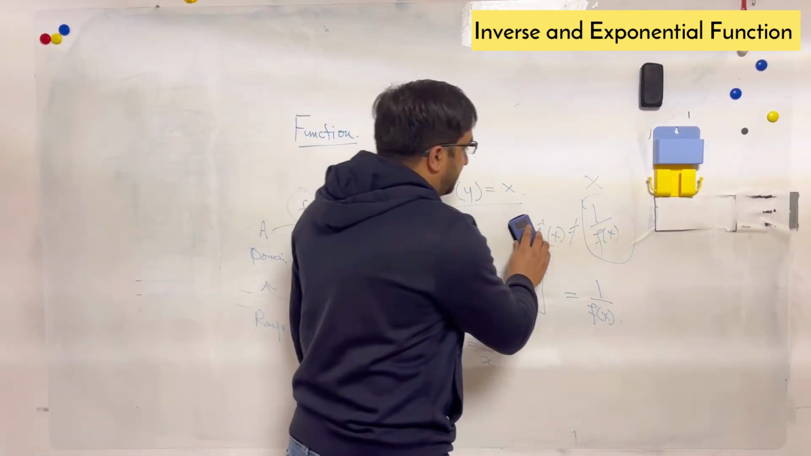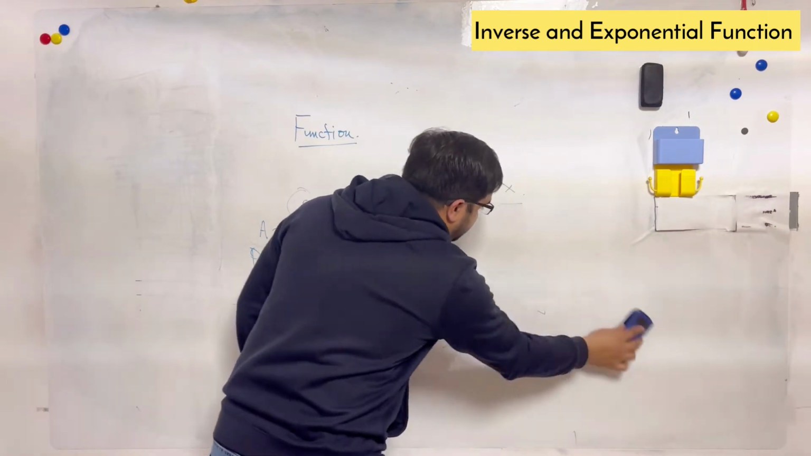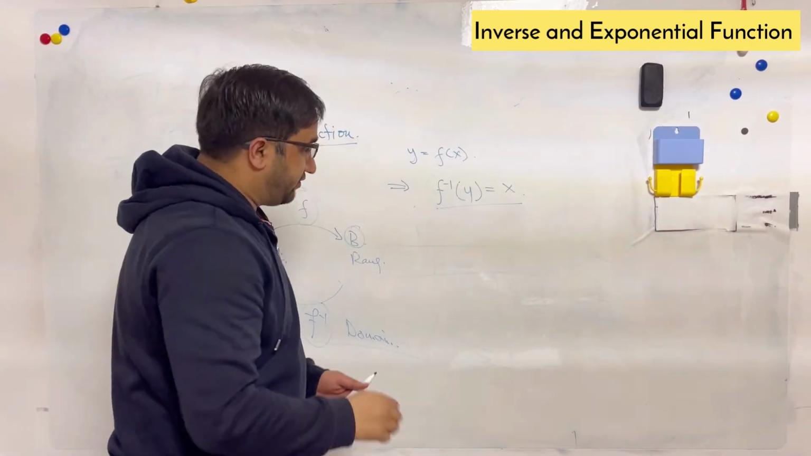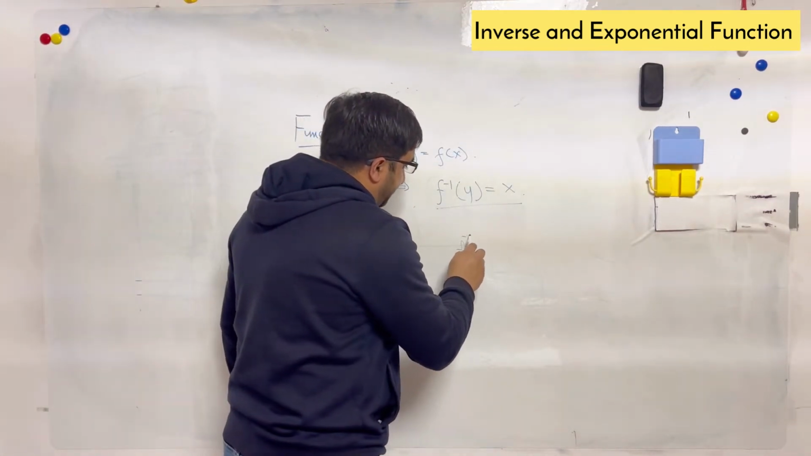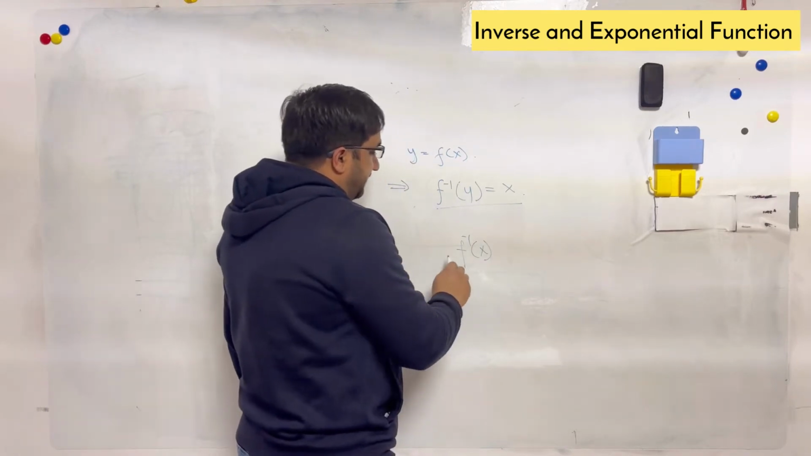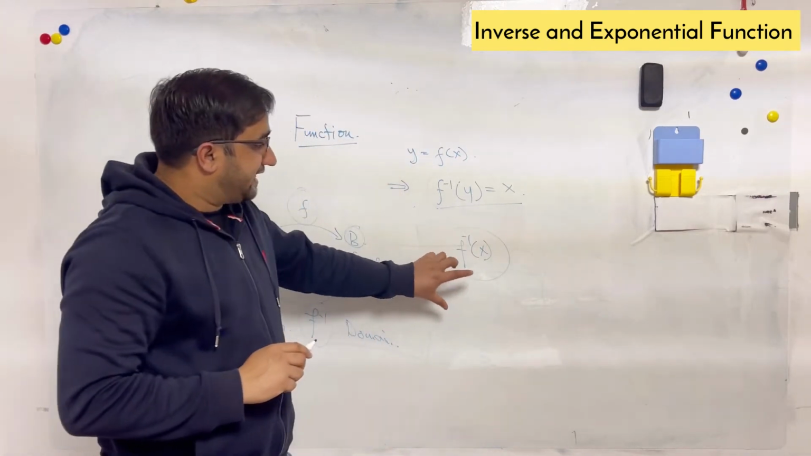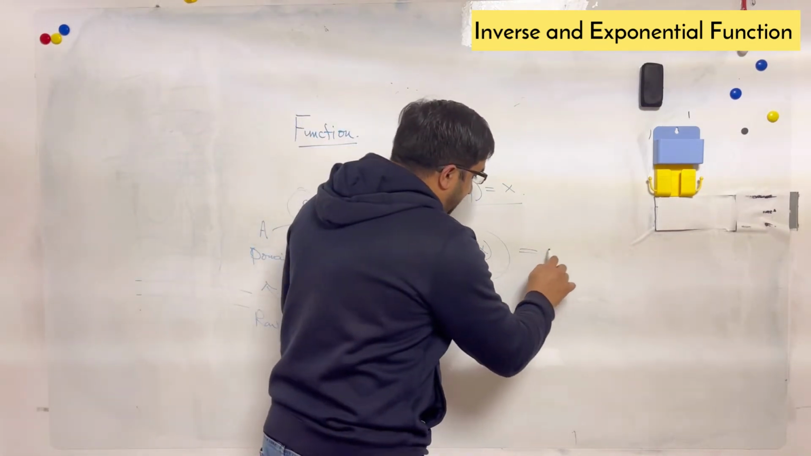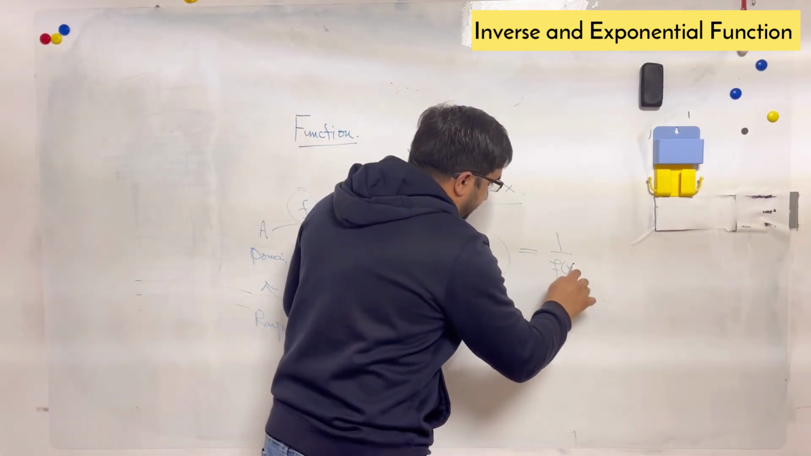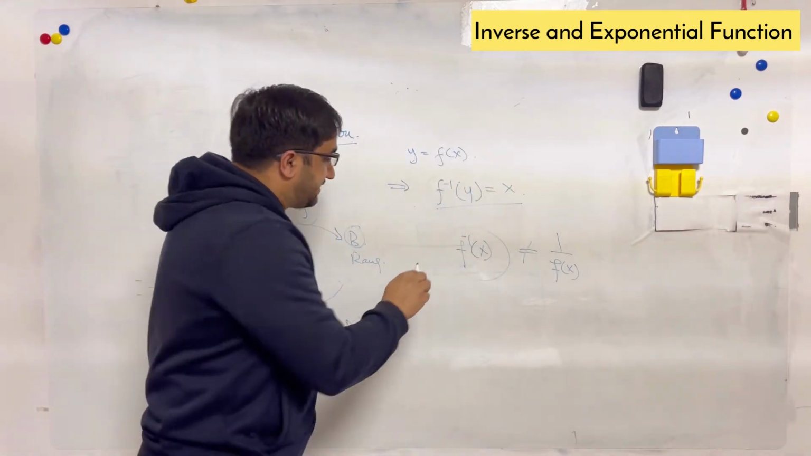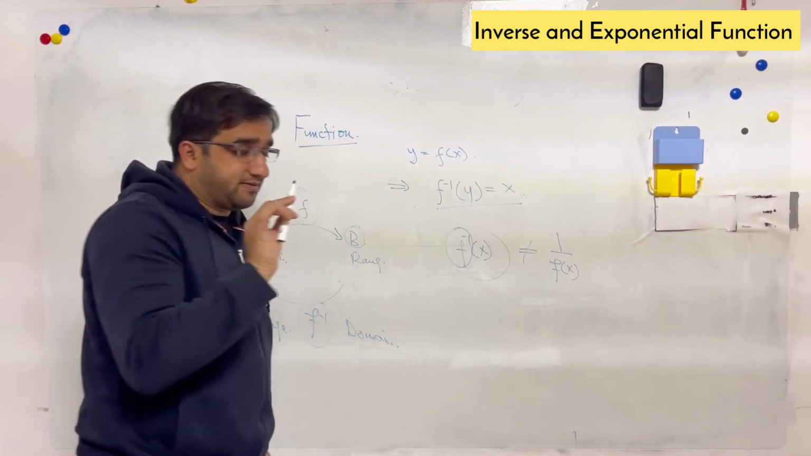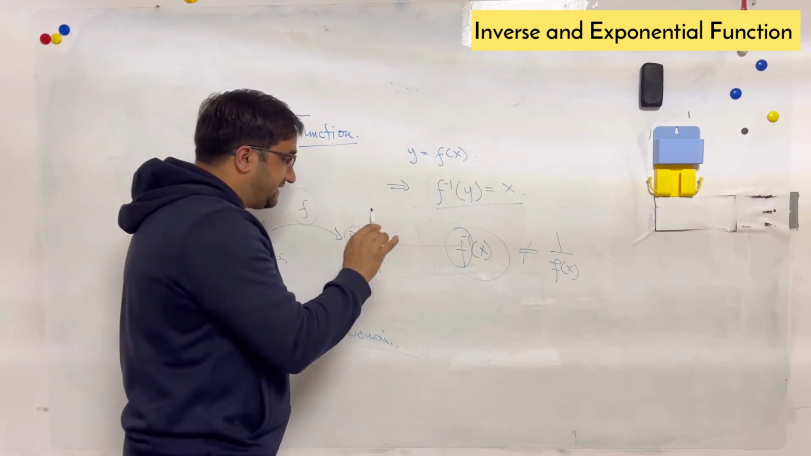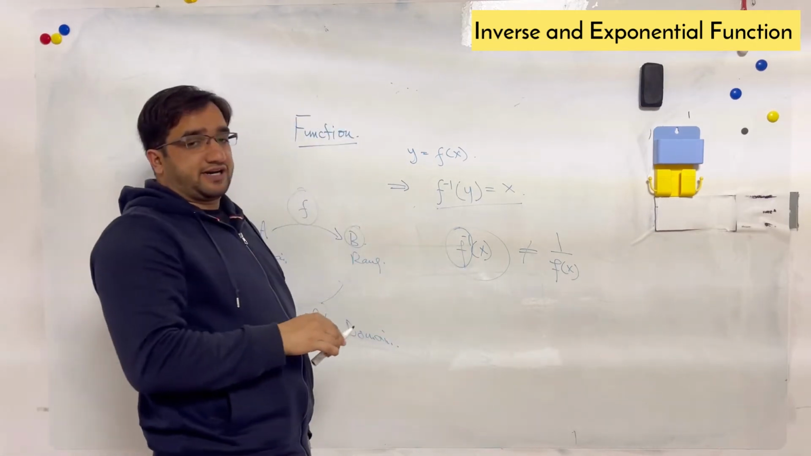I'm telling you that when you are writing f inverse x, it does not mean that you are writing something raised to the power -1. So you are not allowed to write it as 1 over f of x. No, this is wrong, because this f inverse is not something raised to the power -1. This is a symbol used for f inverse.